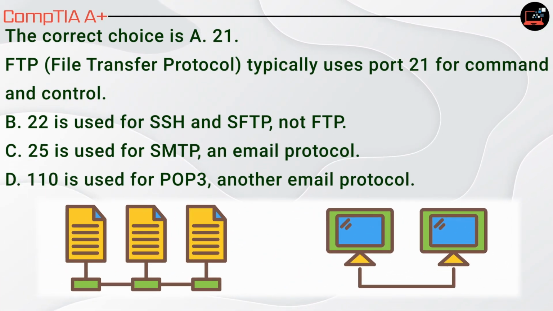The correct choice is A. 21. FTP, File Transfer Protocol, typically uses port 21 for command and control. B. 22 is used for SSH and SFTP, not FTP. C. 25 is used for SMTP, an email protocol. D. 110 is used for POP3, another email protocol.